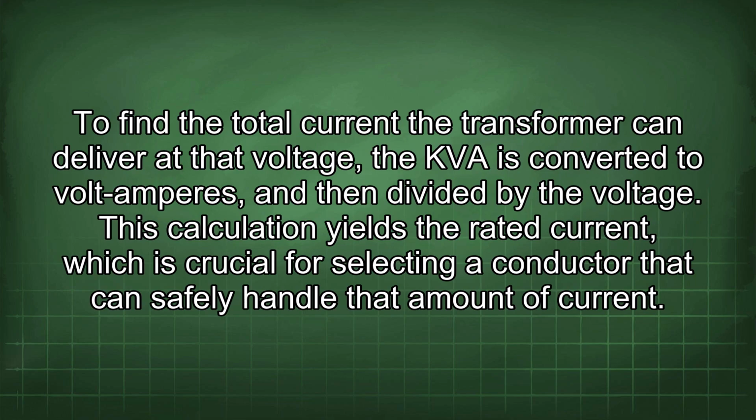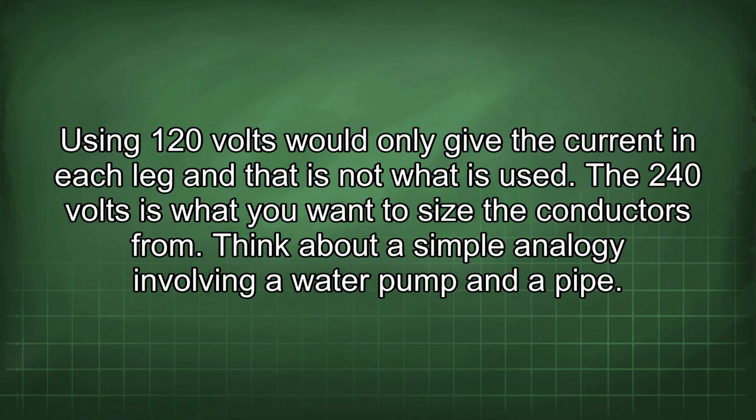To find the total current the transformer can deliver at that voltage, the kVA is converted to volt amperes and then divided by the voltage. This calculation yields the rated current, which is crucial for selecting a conductor that can safely handle that amount of current. Using 120 volts would only give the current in each leg, and that is not what is used. The 240 volts is what you want to size the conductors from.